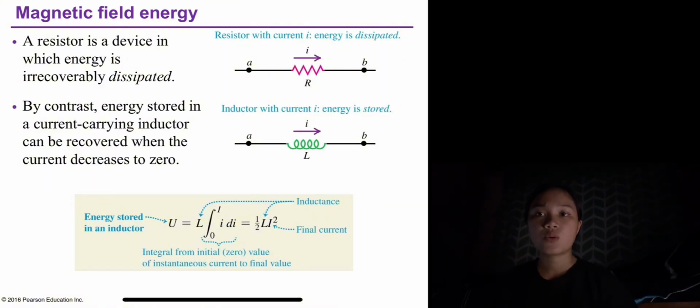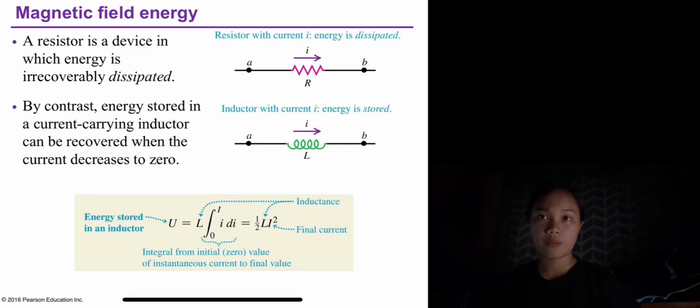In a resistor, electrical energy is irreversibly converted into thermal energy. Once converted to heat, the energy cannot be recovered for useful electrical work. And in contrast, the energy stored in an inductor can be returned to the circuit. So this makes inductors temporary energy storage devices rather than energy sinks.